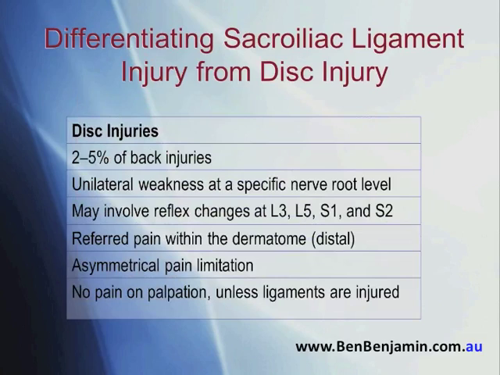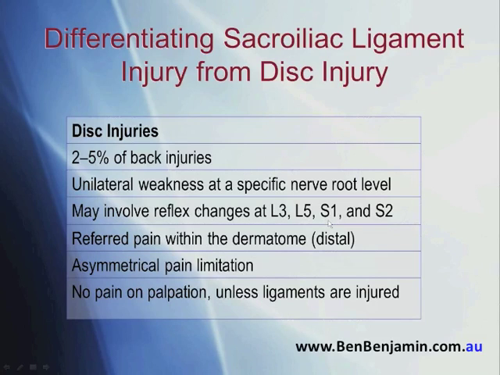So here we have disc injuries, only a small percentage of the time, 2 to 5%. You have unilateral weakness of a specific nerve root. That means, okay, so your L5 is gone, and you can't do a certain movement of the foot, or your L4 is gone, you can't move one of your toes without a lot of weakness. And also it may involve reflex changes of L3, L5, S1, S2.